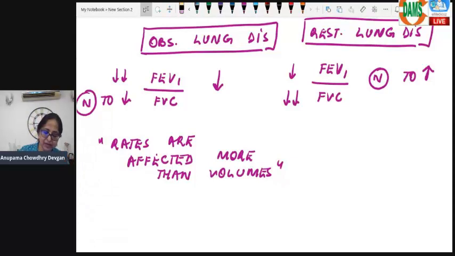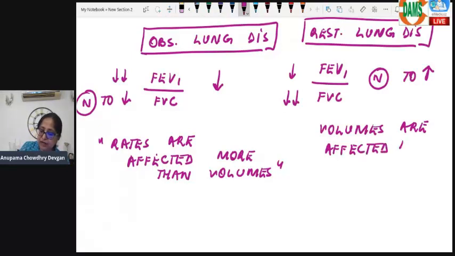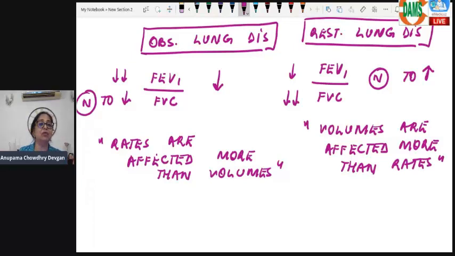In restrictive lung disease, the volumes are affected more than the rates. It is restriction in expansion, like pulmonary fibrosis, right? That is a restrictive lung disease. Restriction in expansion, pulmonary fibrosis.